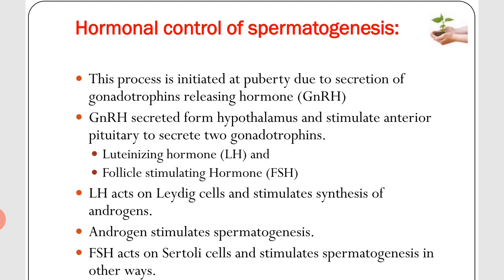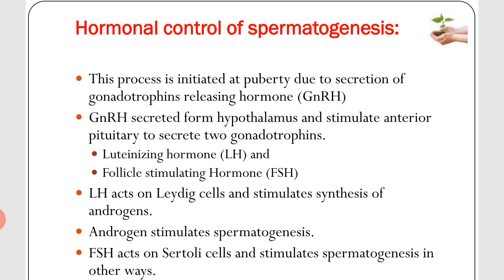So what is the work of this LH or FSH? This LH, that is luteinizing hormone, will act on the Leydig cells. I've already told you where you find Leydig cells. They may ask you the question: Leydig cells are present in between the seminiferous tubules. In between the 2 seminiferous tubules you are going to find a space, and that is called the interstitial space. In that interstitial space you are going to find these Leydig cells.